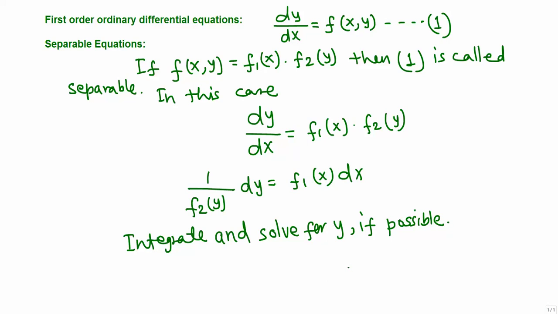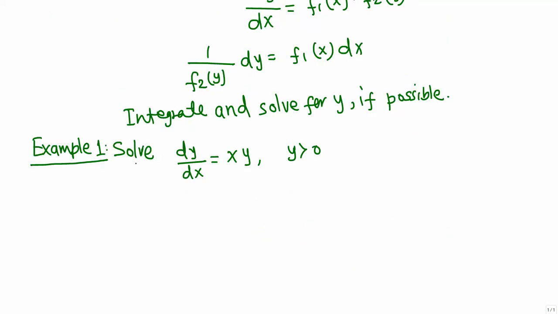Okay, let's do an example. Example 1: solve dy over dx equals xy, where y is bigger than 0. The right hand side is a product of x and y, so this is separable. Now let's separate the variables. Bring y to the left side: 1 over y dy equals x dx. And by the way, we can divide by y because y is not 0, it's given.